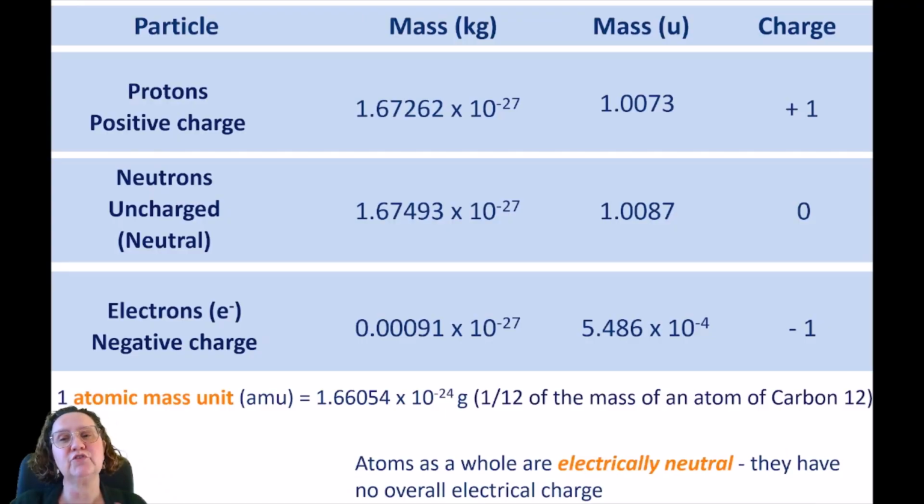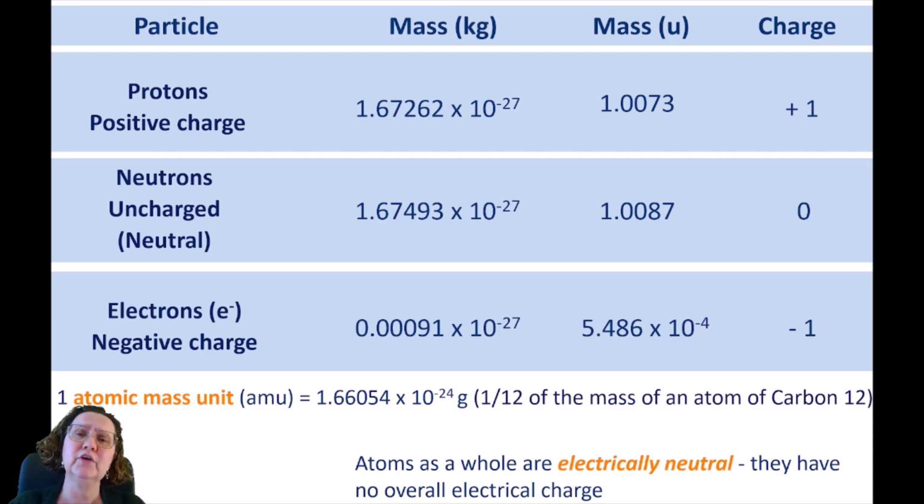This is a table that shows the properties of protons, neutrons, and electrons in terms of their mass and their charge. Well, we know protons are positively charged, neutrons are neutral, and electrons have a negative charge. With respect to the mass, you will see that protons and neutrons are quite evenly matched. They're roughly the same mass in kilograms, tiny, but roughly the same. And if you compare that with electrons, you can see that they are several orders of magnitude smaller. Protons are much heavier than the electrons.